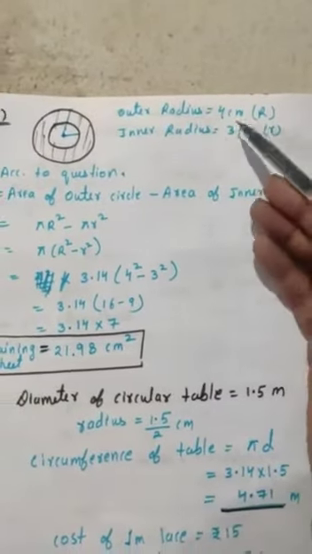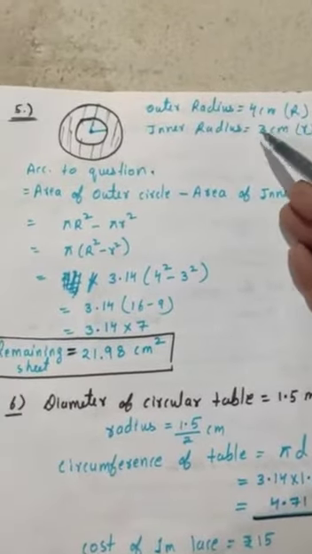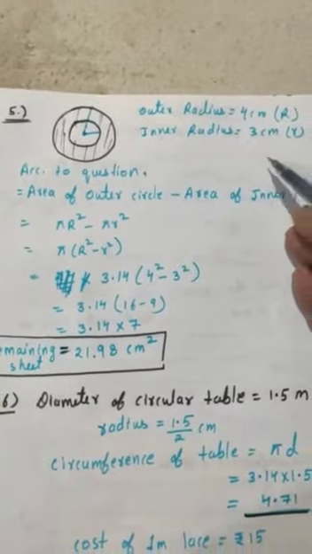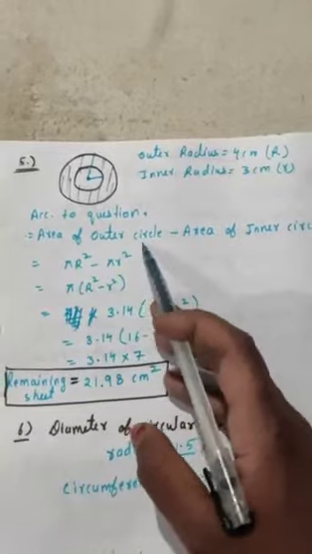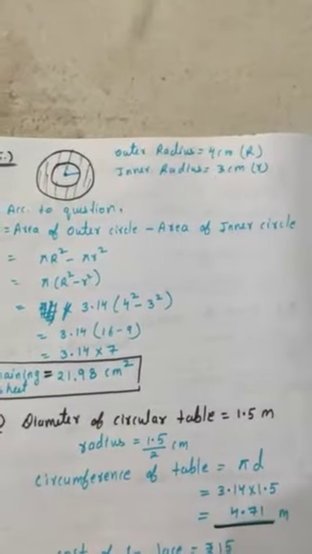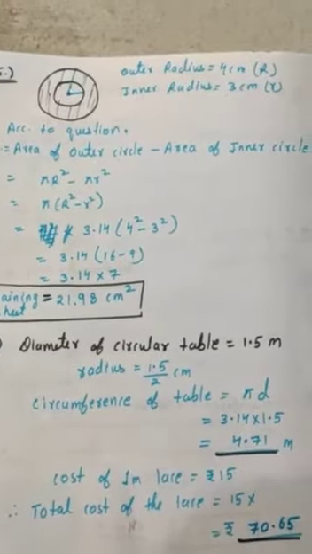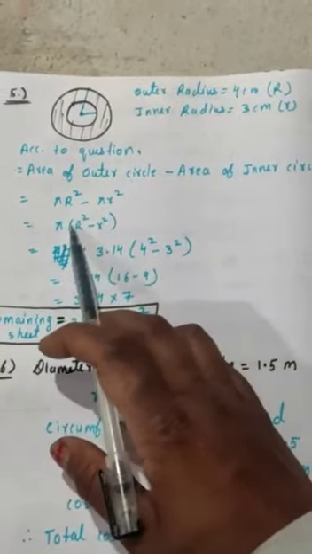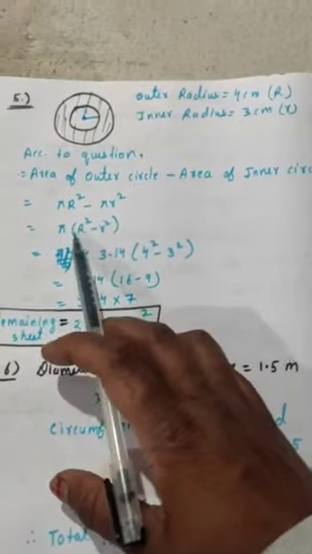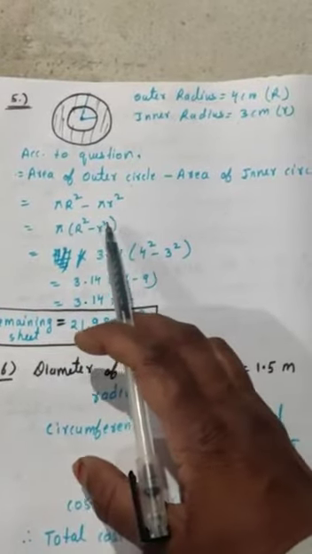Now what is the outer radius? 4 centimeter. What is the inner radius? 3 centimeter. So the remaining area will be area of outer circle minus area of inner circle. So it is given by the formula pi r square minus pi r square. Pi आप constant बाहर ले लेंगे. So the area will be pi times r square minus r square.